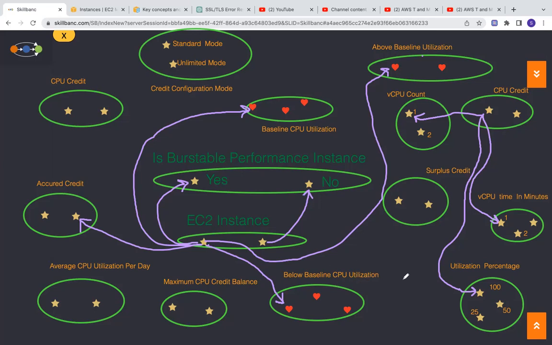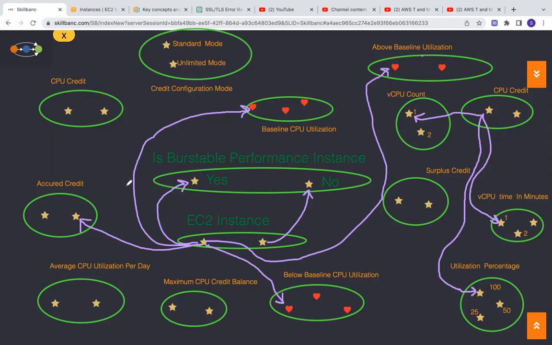Each star that you see is an object and a neuron, and that neuron is connected to other neurons, encoding that information. And language plays a great role. So you need to remember vCPU, CPU credit, baseline utilization, and all these words. For example, standard mode and unlimited mode. We didn't talk about that. Let's talk about that a little bit.